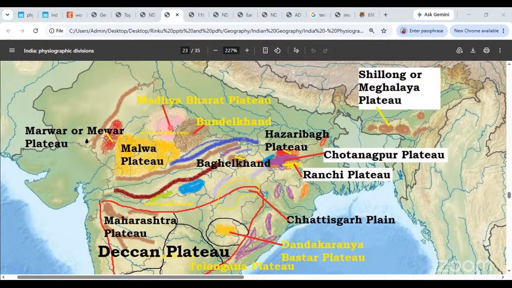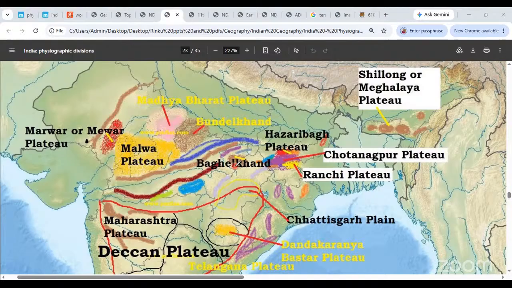Then you see the Madhya Bharat Pathar, the Madhya Bharat plateau over here. It is above the Malwa plateau. Beside that, you see the Bundelkhand plateau. Bundelkhand plateau is one of the oldest regions, heavily dissected, heavily eroded, senile topography कहेंगे उसको. Over here, to the east of the Vindhyas and Satpuras, mostly to the east of the Satpuras, you will see the Bagelkhand range. Bagelkhand plateau ही बुलाना चाहिए उसको.